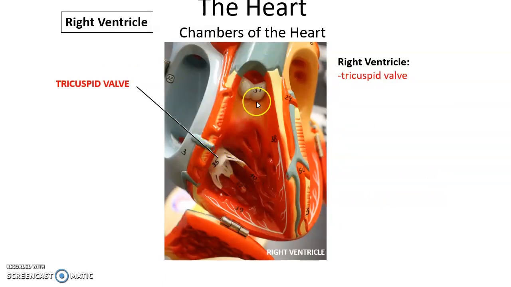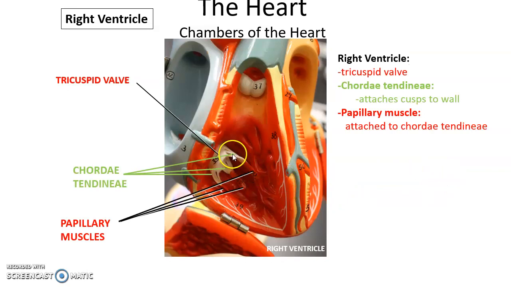So now we're looking at the right ventricle. Here is that tricuspid valve again. Within the ventricle, we also see these little string-like structures. These string-like structures are called the chordae tendineae, the heart cords. The chordae tendineae connect the cusps, the flaps of the tricuspid valve to these little muscles on the wall of the ventricle. These little muscles are called the papillary muscles. So the chordae tendineae attach the tricuspid valve to the papillary muscles.